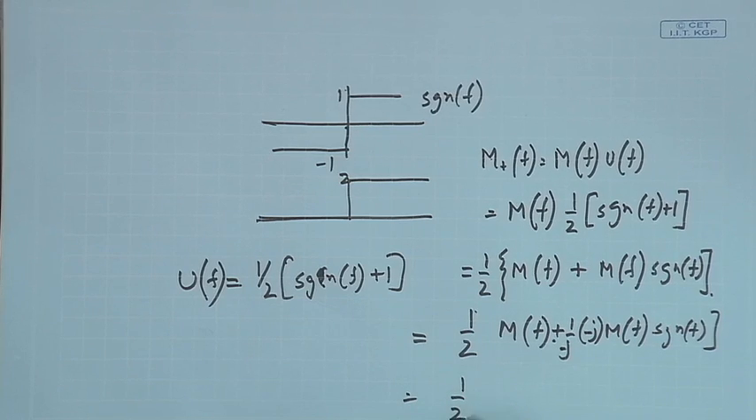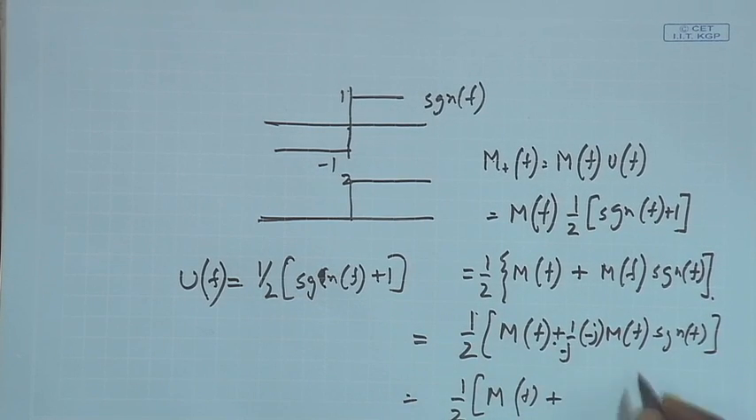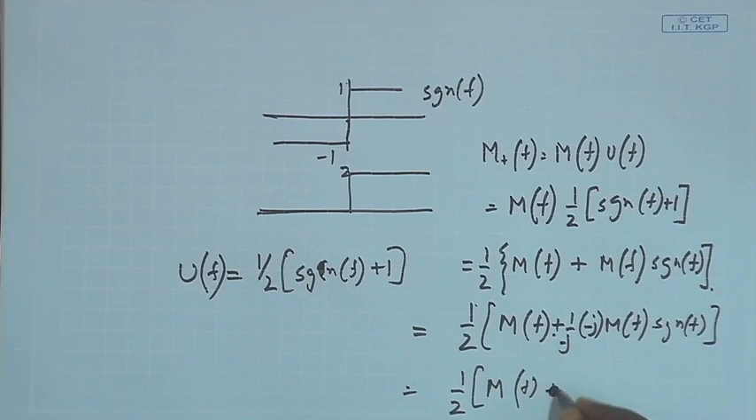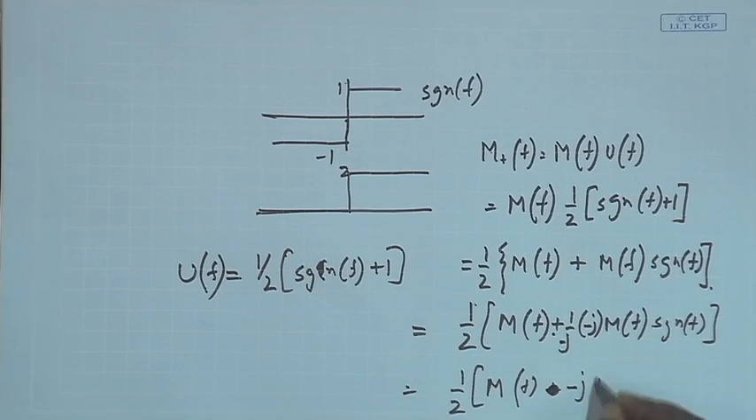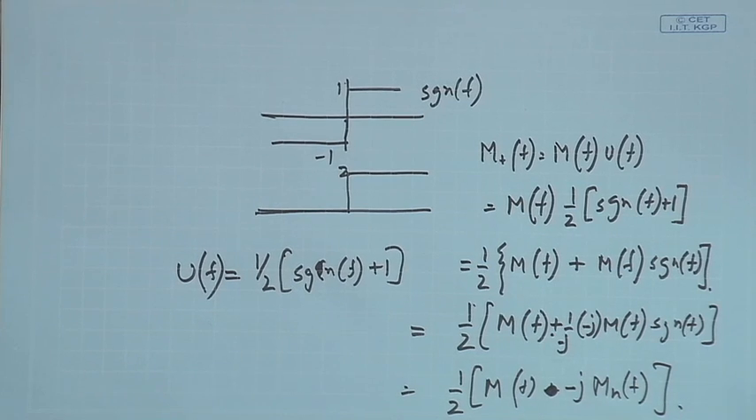So, I can write half, this is M(f) plus or minus j, this is M_h(f), isn't it? There is a sign problem. M(f) signum f, I need a minus j, oh that should be plus, yes. Okay. So, this is what we get.